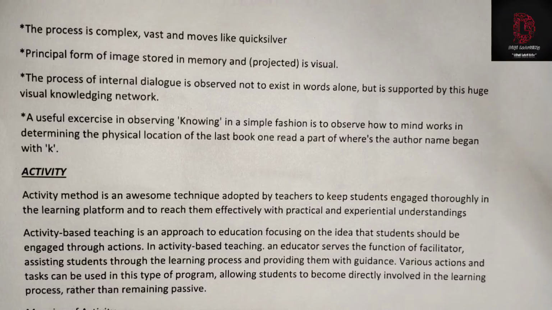knowledge network. A useful exercise in observing knowing in a simple fashion is to observe how the mind works in determining the physical location of the last book one read, a part of where the author name began with K. Okay, so this was the knowing exercise in observing how the mind works. Now comes the activity.